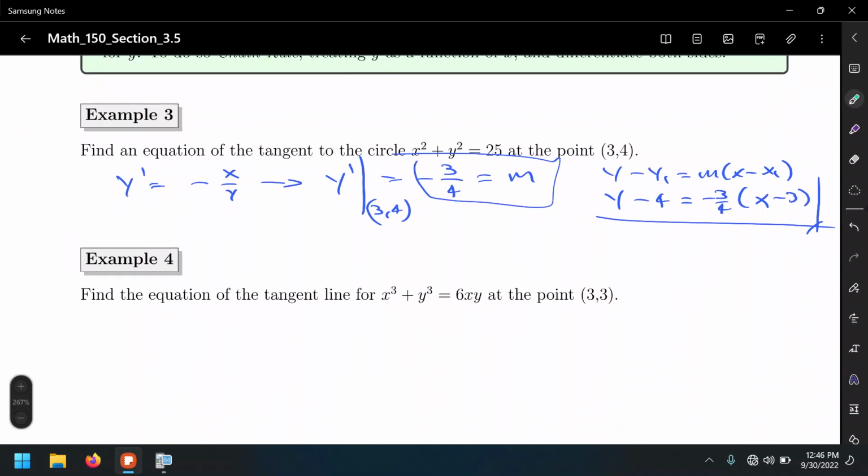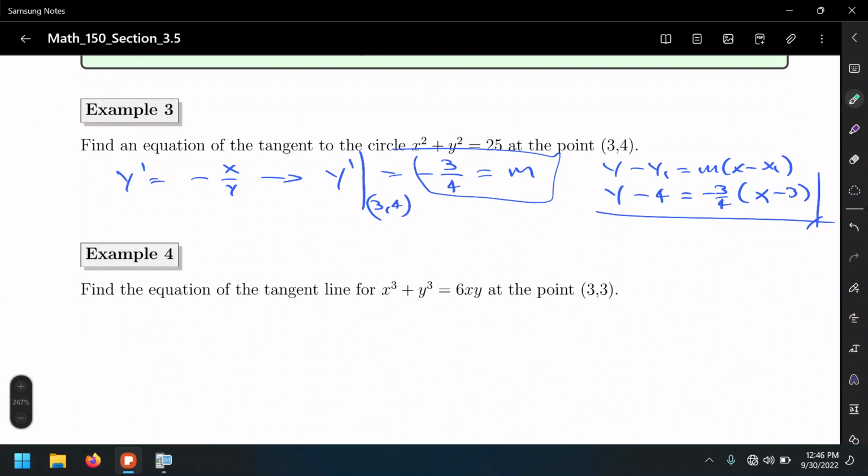The next example: another find the equation of the tangent line for this equation, and check this out. Just try to solve for y over here. I'm going to move x cubed to the other side. That's y cubed equals 6xy minus x cubed, and then the term that contains the y, I'm going to move to the left hand side. So that's minus 6xy equals negative x cubed. Then I'm going to factor out the y, and that's going to give us y squared minus 6x equals x cubed.